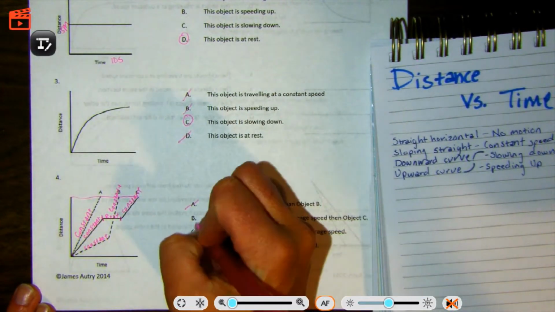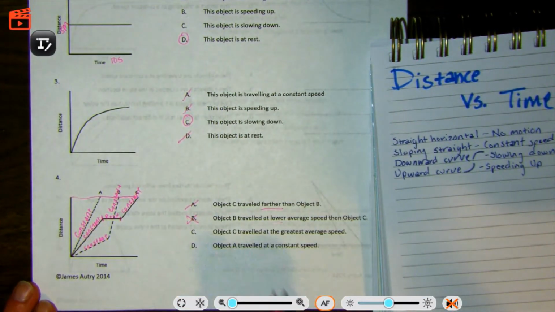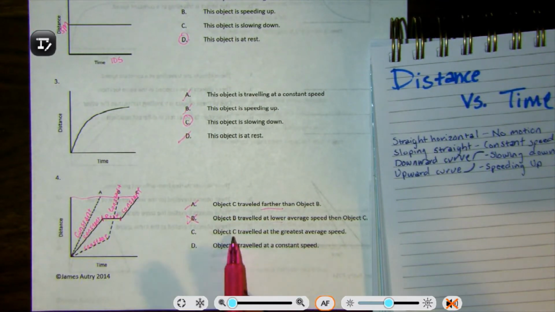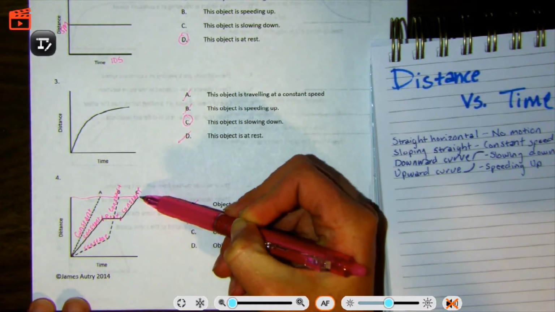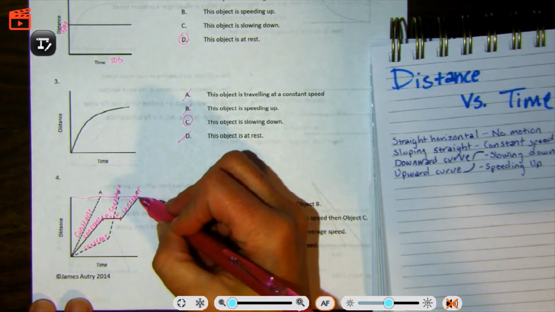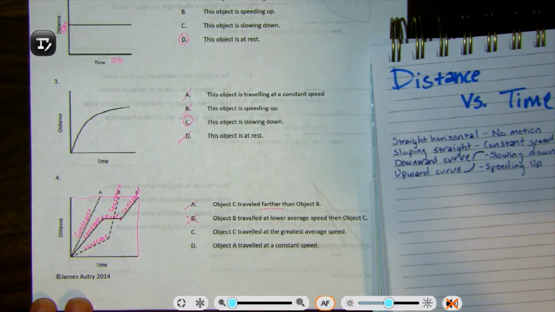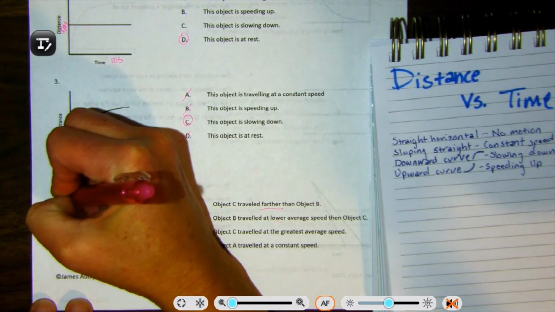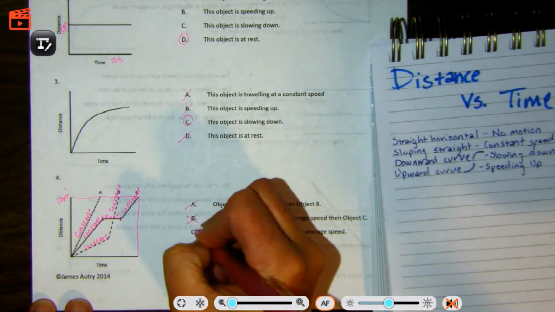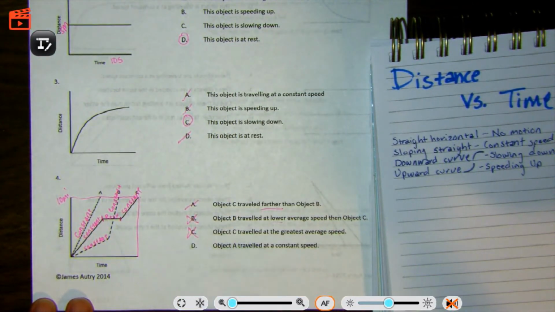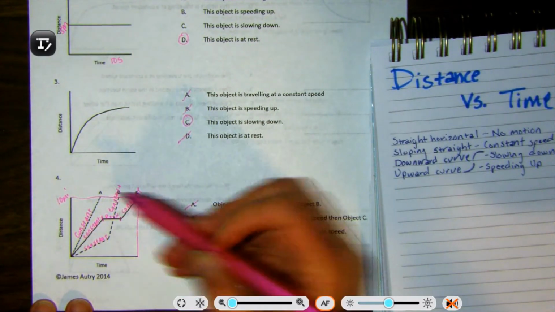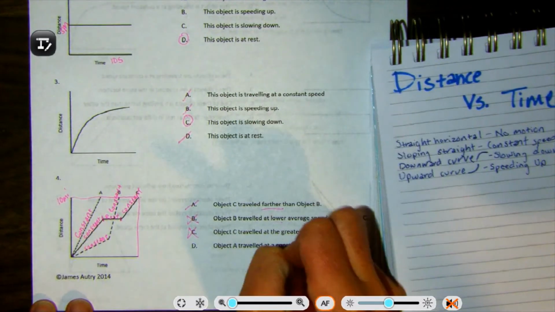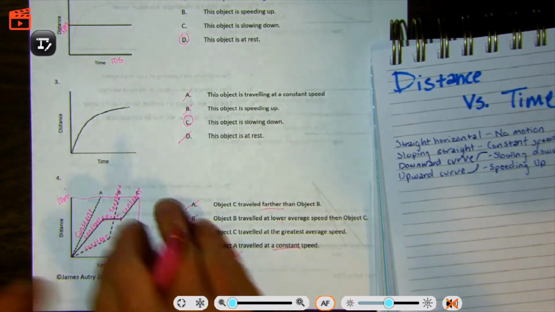So that's wrong. Object C traveled at the greatest average speed. So C's traveling the fastest. Well, why did it take C the longest time to get to the 10 miles or whatever it was? No. So object A traveled at a constant speed. We know that straight lines are constant. Boom. That checks out. Perfect.